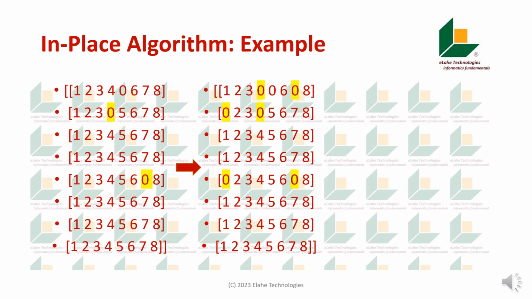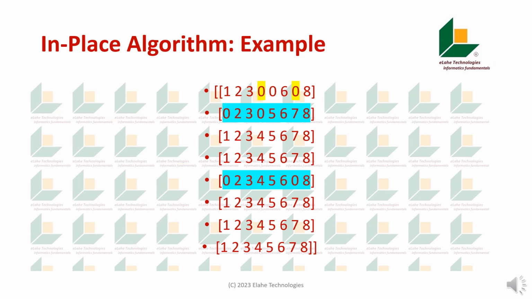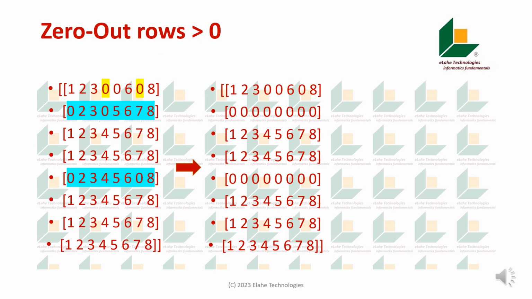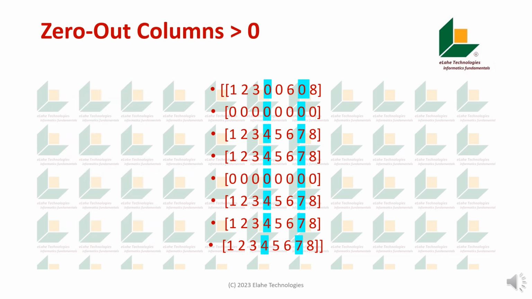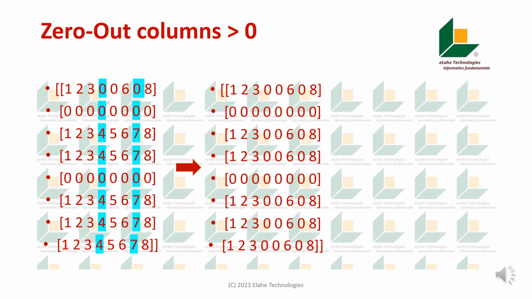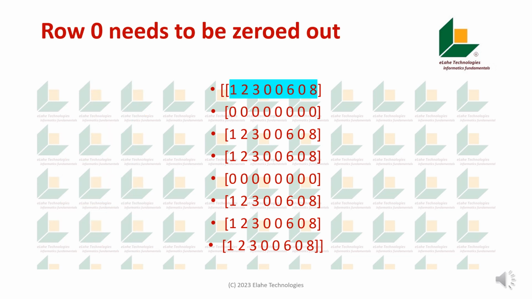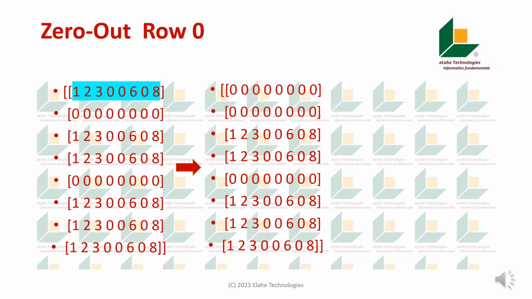We locate zeros outside row 0 and column 0. Then, we mark the corresponding positions in row 0 and column 0 as shown in the example. We note the rows to be zeroed out. We zero out rows with indices greater than 0, which we have marked for the same. We note the columns to be zeroed out. We zero out columns with indices greater than 0, which we have marked for the same. Now, recall that we had noted up front that row 0 needed to be zeroed out as well. Finally, we zero out row 0.